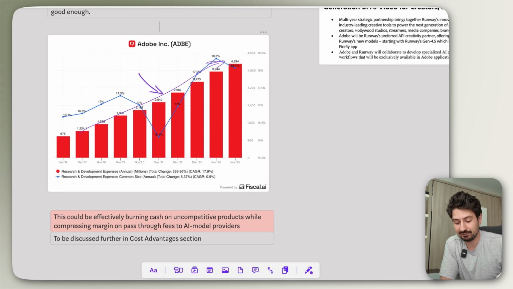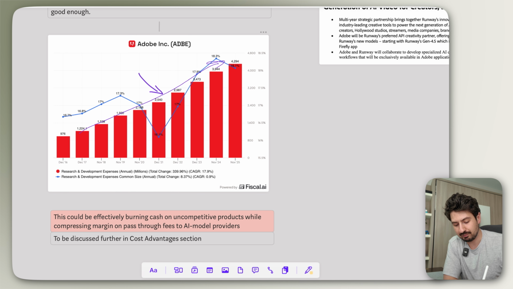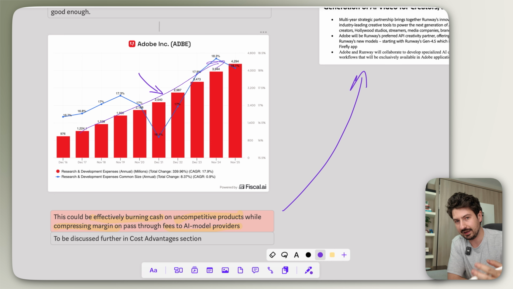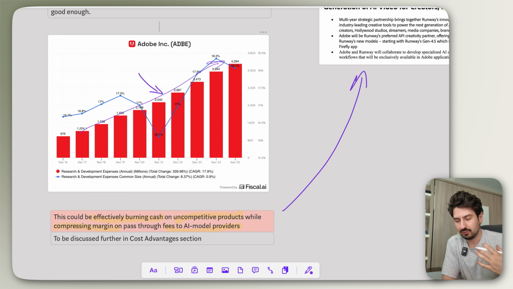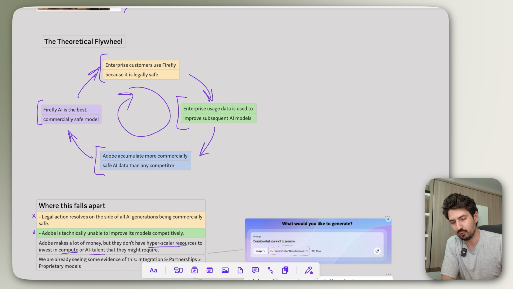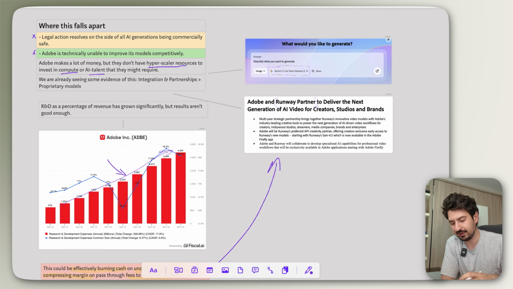And then really, if they're doing this and it's not working out, they would be effectively burning cash on uncompetitive products while compressing their margin on fees that they have to pay to some of these AI providers that they're partnering with. So we're going to discuss this a little bit more in the cost advantages section, but I feel like on this front, it's either weak network effects or there's potential for it, but I also think that there's quite a lot of risks that come with them building that network effect.